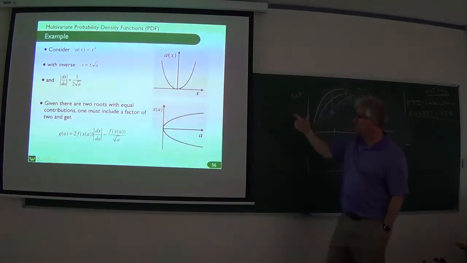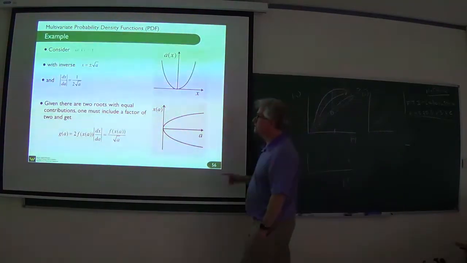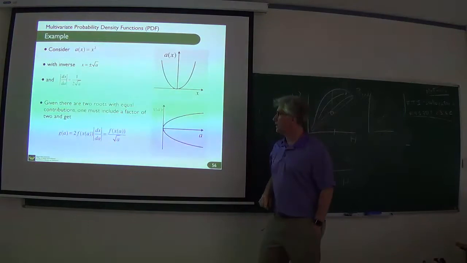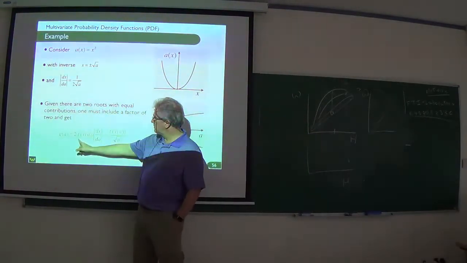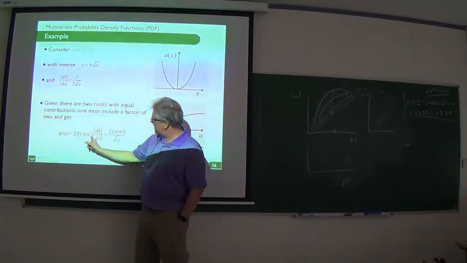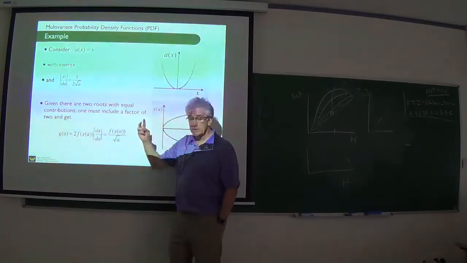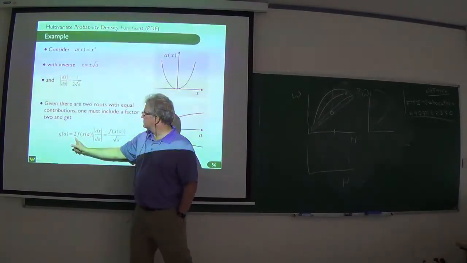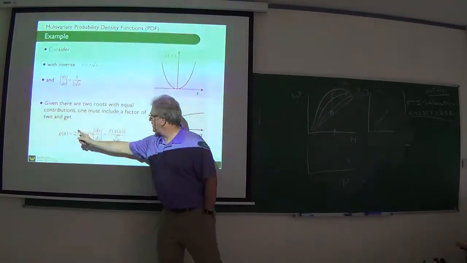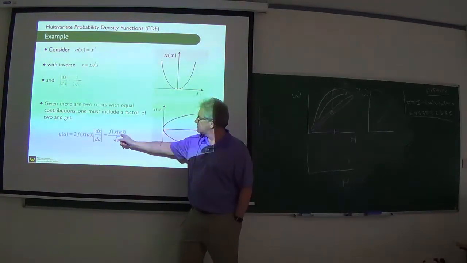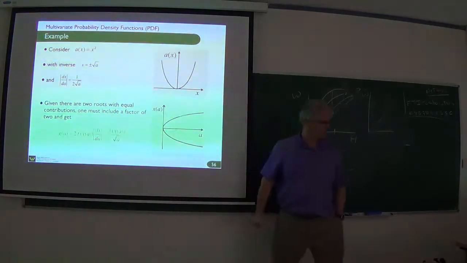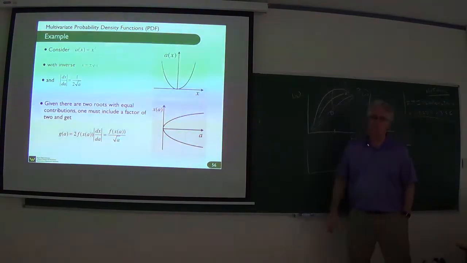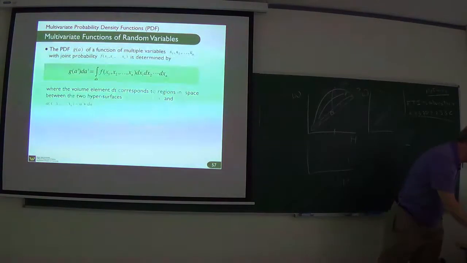So given the two roots have equal contribution, when I calculate g of a, I must multiply by 2. Two ways of getting the same value of a. So that's f of x_a times the dx/dA. And the two roots have the same derivative. So I had a factor of 2 here, canceled by this factor of 2. I end up with g of a being f of x of a divided by the square root of a. That's how I can map the PDF of one variable into another. That's just a brief example of how this can be done.